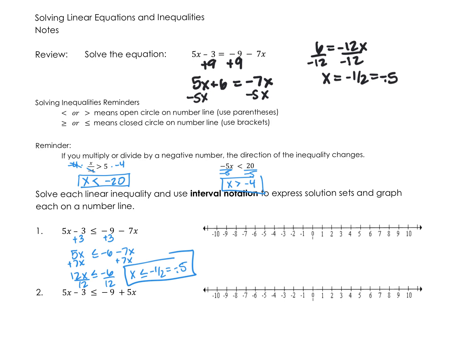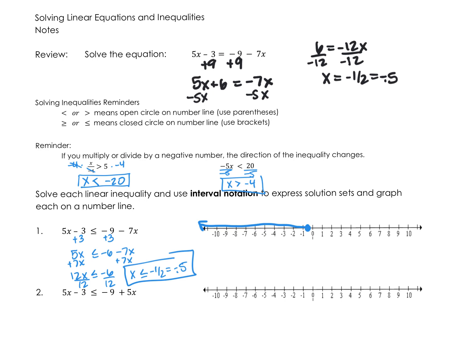Okay, so now we need to draw all of these possible answers on the number line, right? So we're talking about every number less than or equal to negative 1/2. So we need to put a closed circle at negative 1/2, so it's between negative 1 and 0. And remember, it's closed because it's equal to, right? Negative 1/2 is a solution, right? It's less than or equal to. And then because it's less than, which way does my arrow need to go? To the left, right? So it's all the numbers less than negative 1/2.